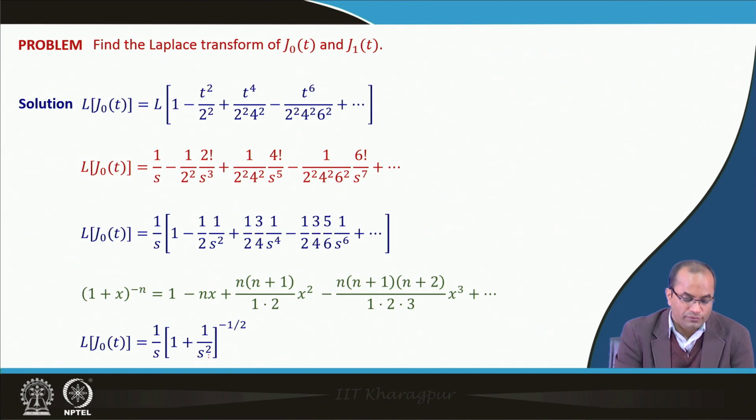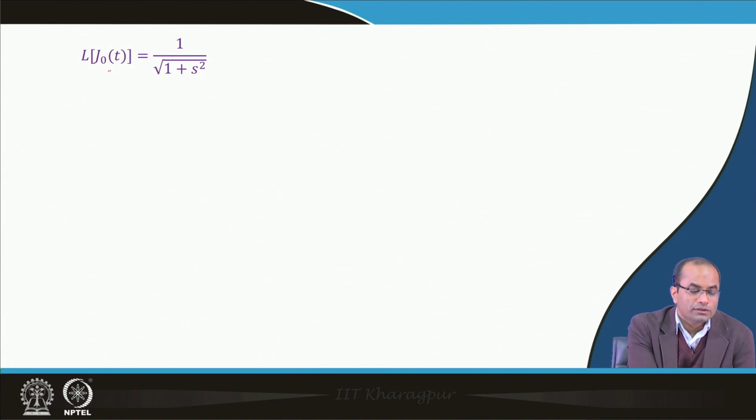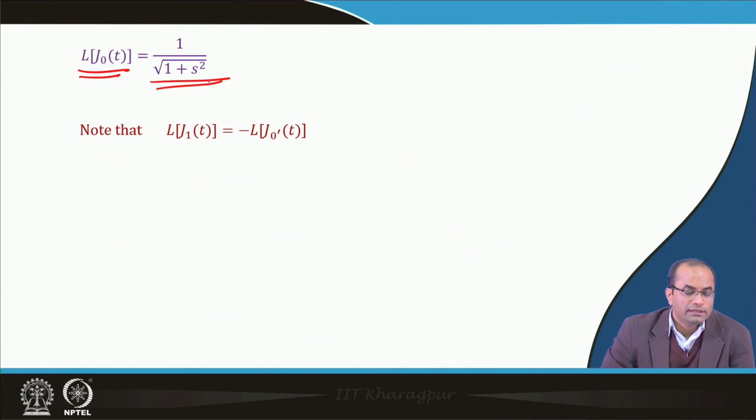So, a more compact form. Still we can simplify this: we have s squared plus 1 over s squared, and this s squared will go up with the s. So s gets cancelled, and we will get just 1 over the square root of 1 plus s squared. So having this, the Laplace transform of J0(t) is 1 over the square root of 1 plus s squared.